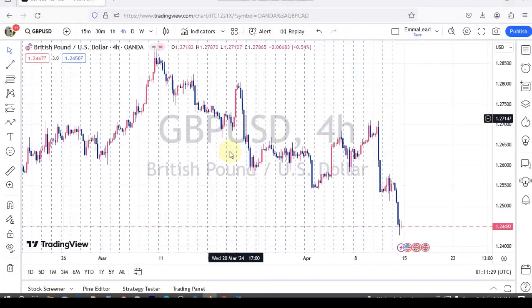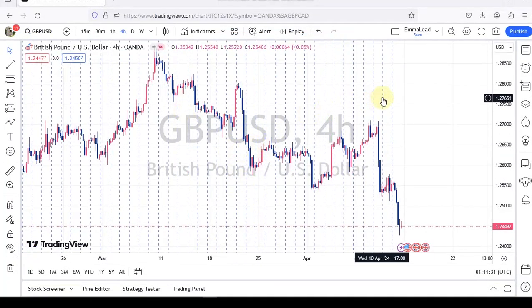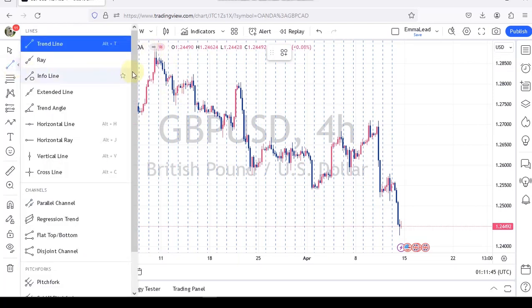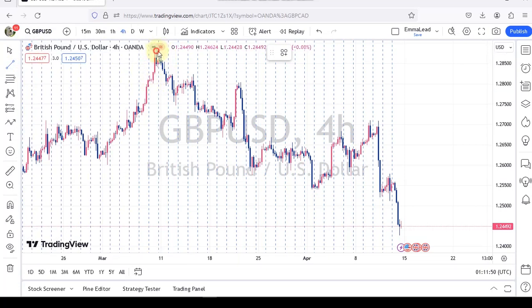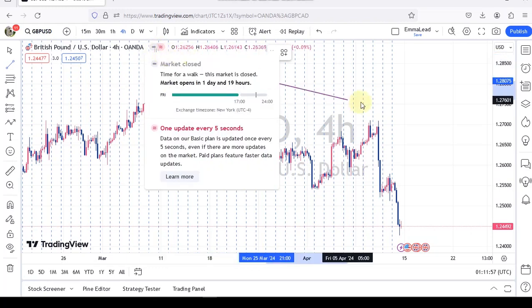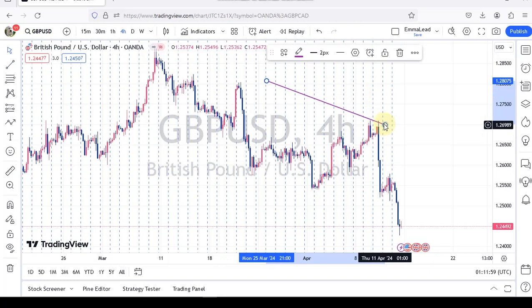In today's analysis, this is GBP/USD, and this is the 4 hour. As you can see, the market is already downtrending. So all I need is to check my channel, the downtrend channel. That's what I'm trying to let you know. I'm trying to map out the downtrend.